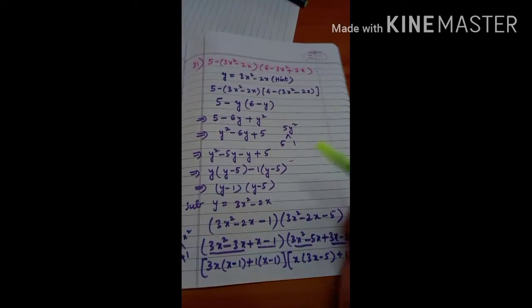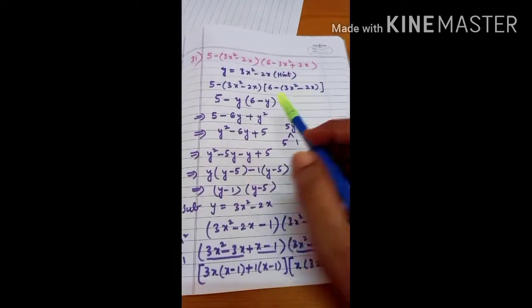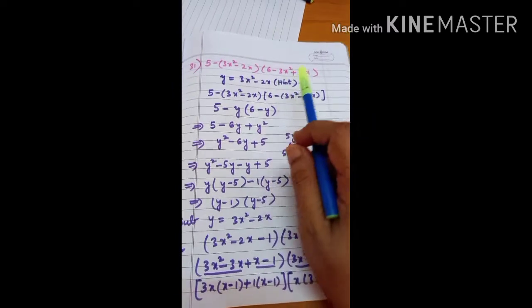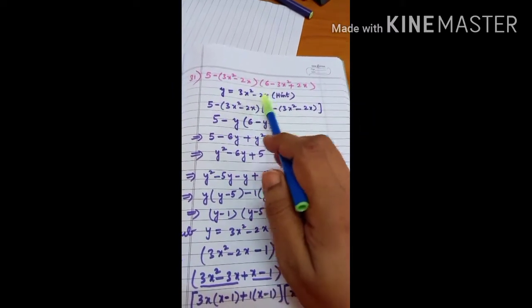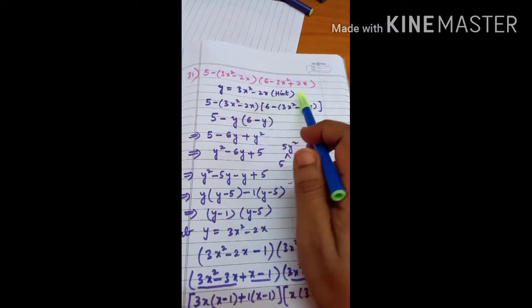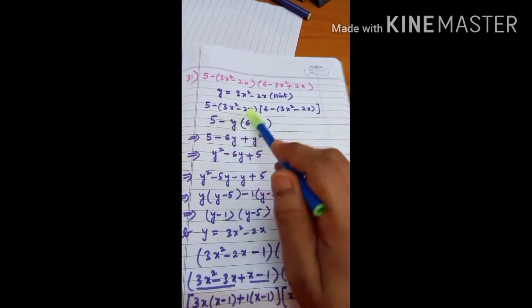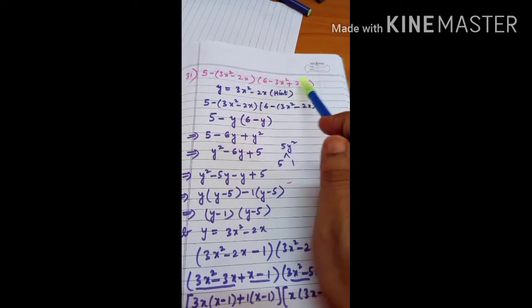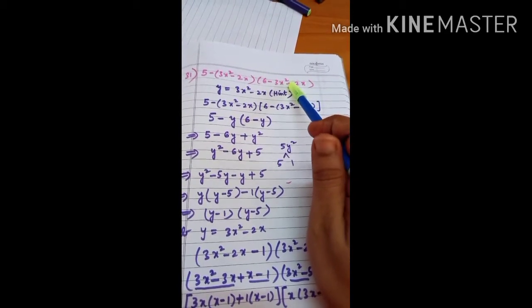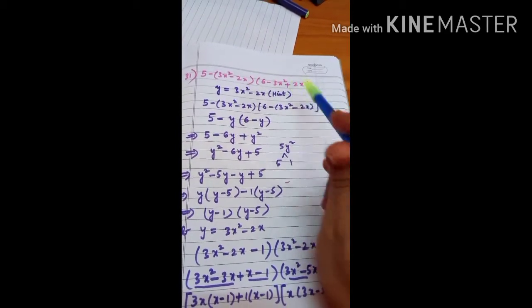Hello everyone. So let's see the 31st problem. First of all, y equal to 3x square minus 2x is given as the hint. Now here 3x square minus 2x already is there, but here it is 3x square plus 2x, so that plus we have to make it minus. So how are we making it?